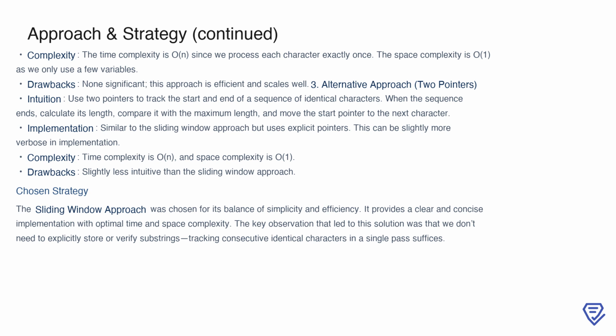Ultimately, we selected the sliding window approach as the preferred strategy. It strikes a perfect balance between simplicity and efficiency, and it avoids the need to explicitly manage two pointers. The key insight driving this choice is that we don't need to generate or verify substrings explicitly, tracking consecutive identical characters in a single pass is sufficient.